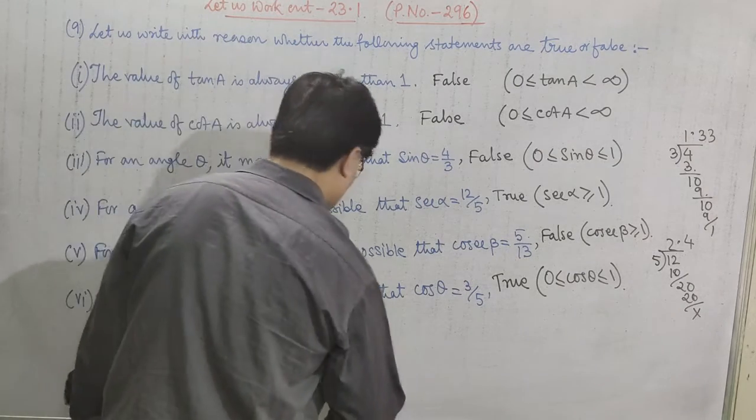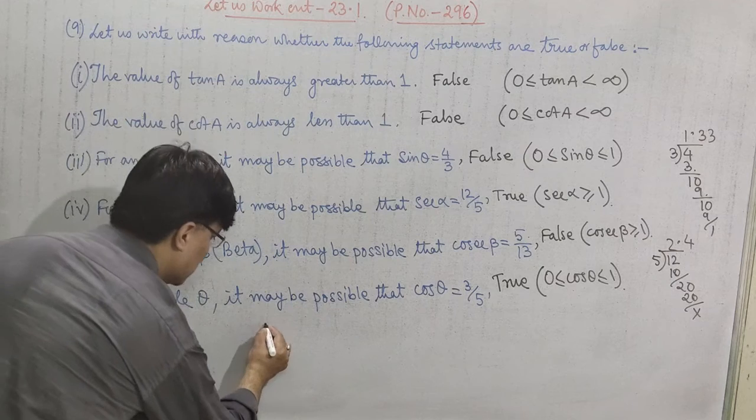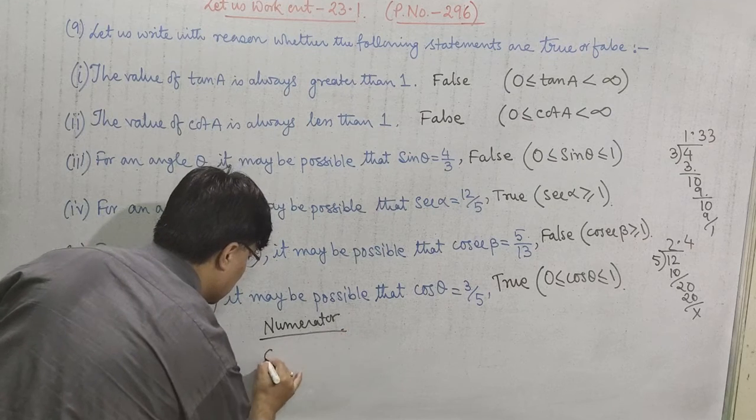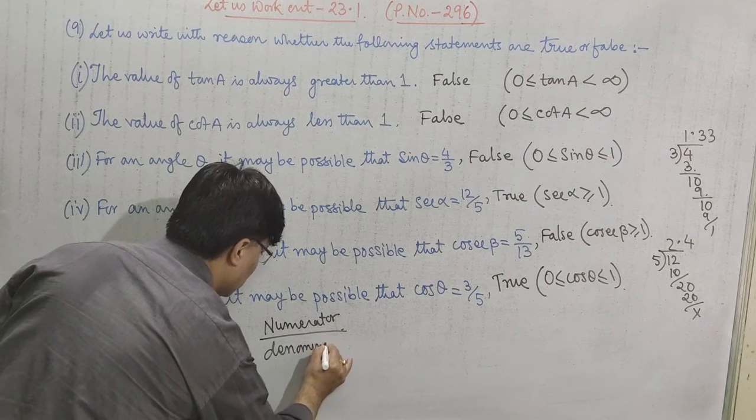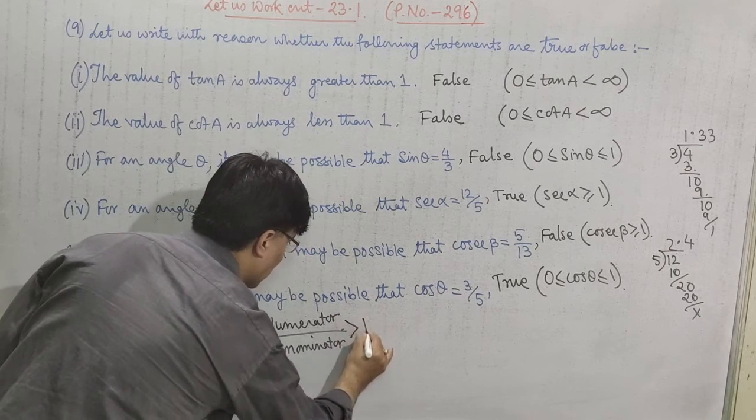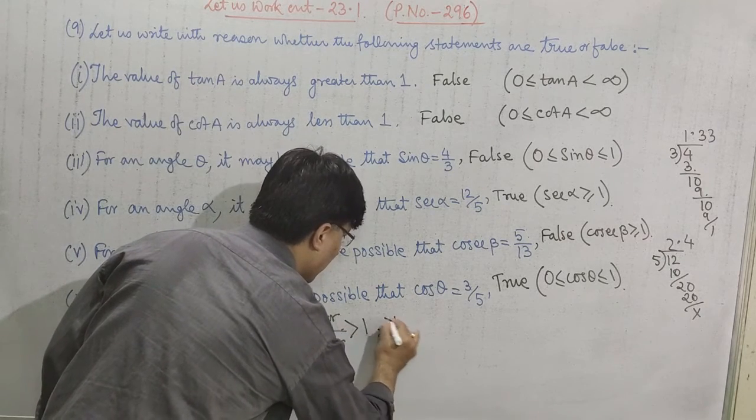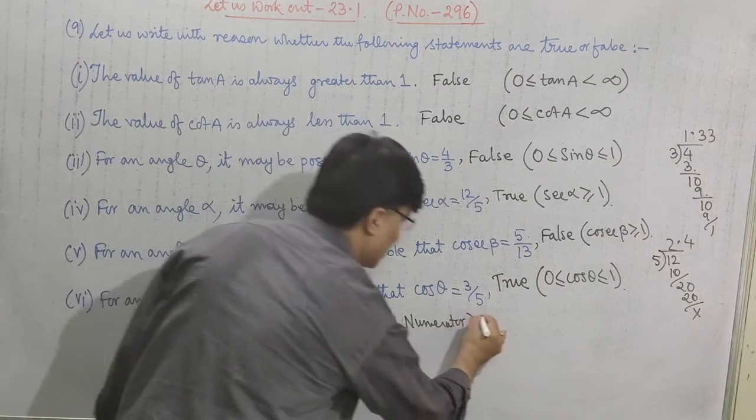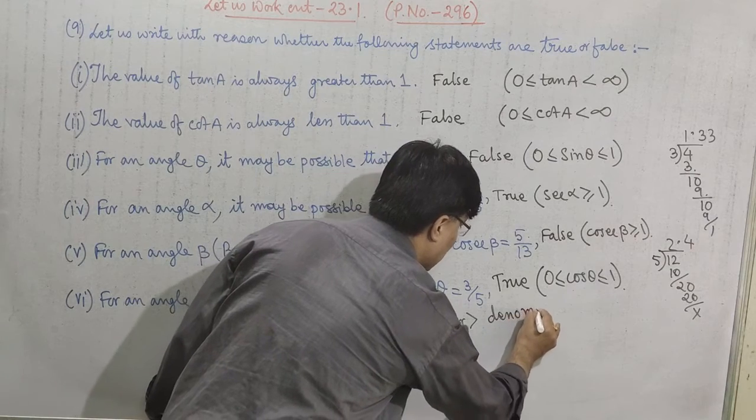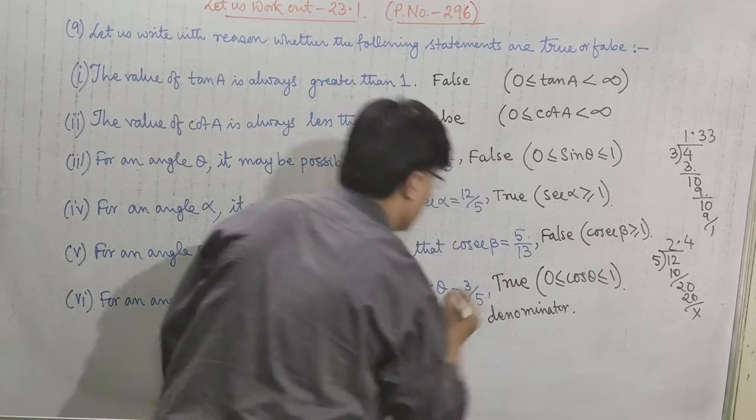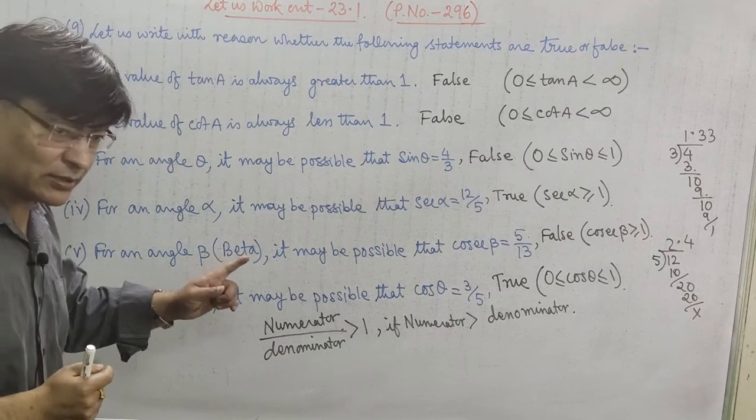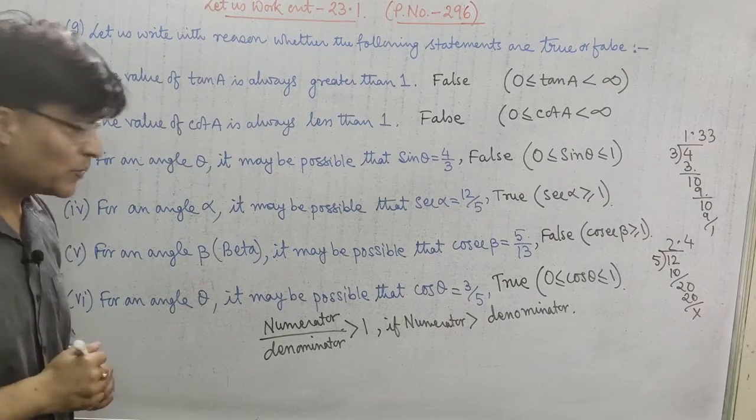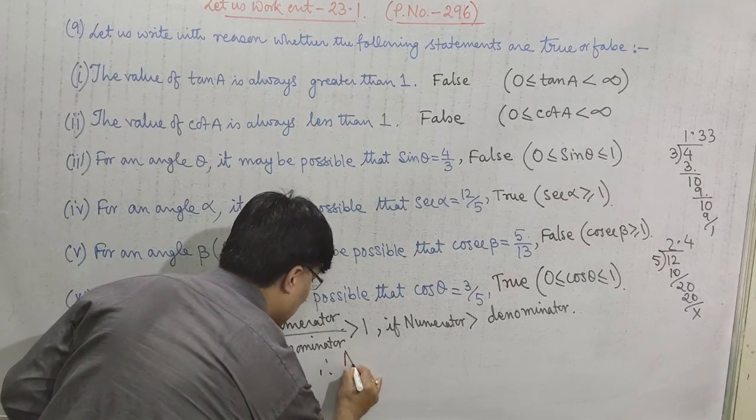Okay. So now you should know this formula. Let us write it. Numerator divided by denominator is greater than 1 if what? Numerator is greater than what? Denominator. So if the numerator is greater than the denominator, then what can we say about the fraction? Numerator over denominator is greater than 1. Is that clear?